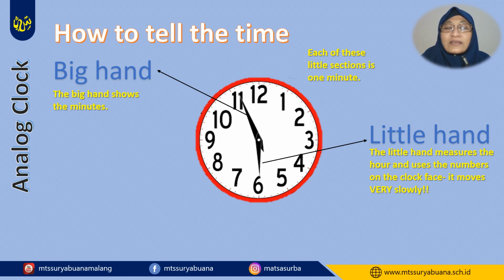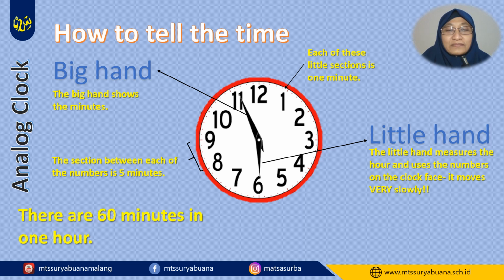Okay, now look at this. This little section is 1 minute. There are many little sections here. Now, look at this. The section between each of the numbers is 5 minutes. There are 60 minutes in 1 hour. It takes a whole hour to move from one number to the next number.